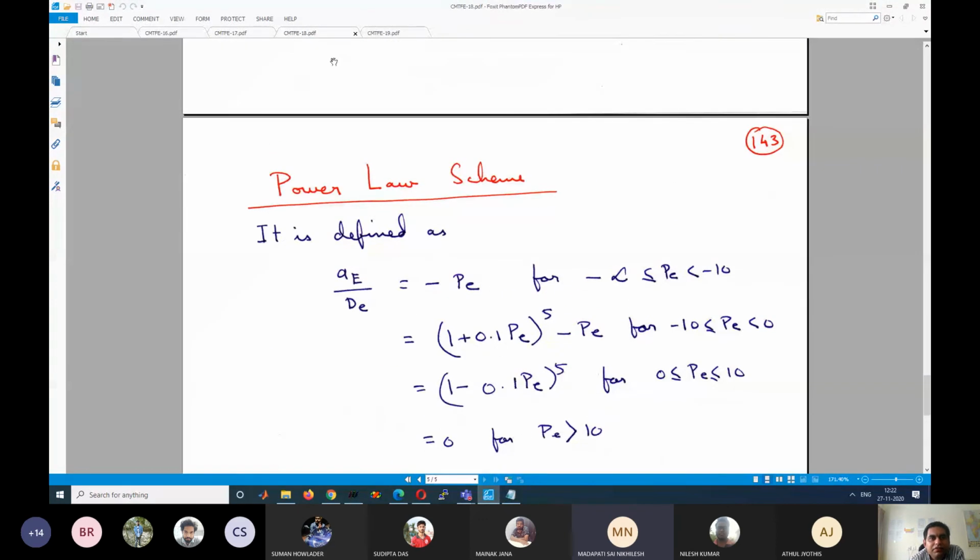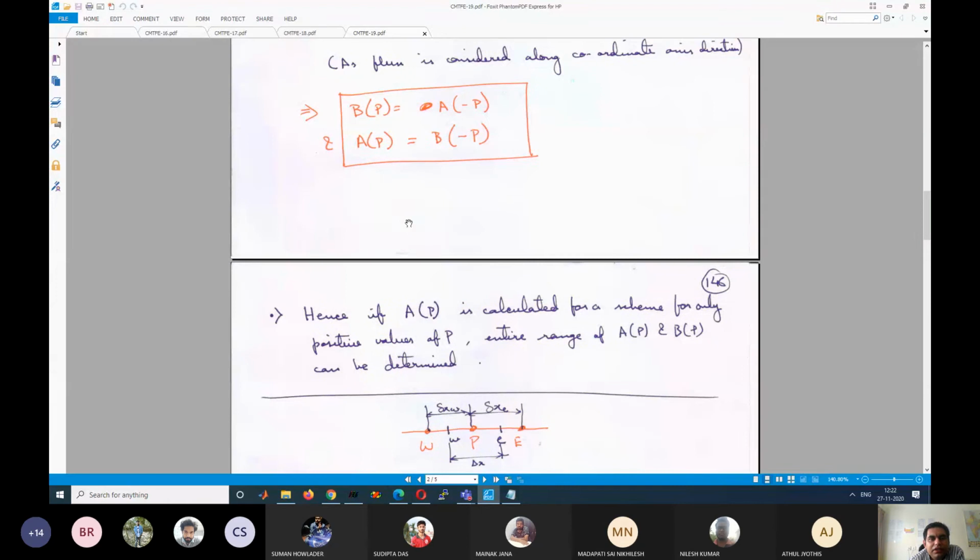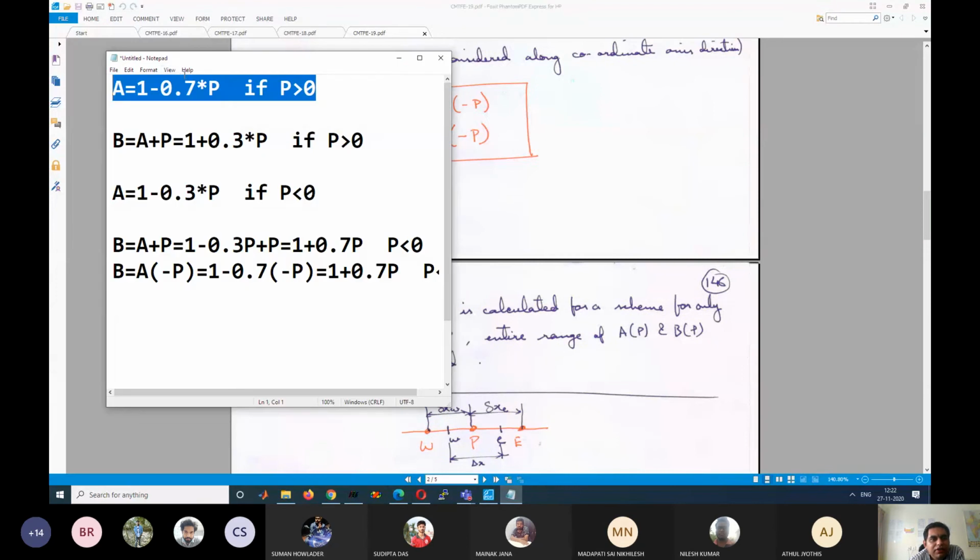So it means that for any of these schemes, if I can write the value of a for positive values, all other things I can find out. So schemes can be defined in a concise manner by this function of a. This is the main advantage.